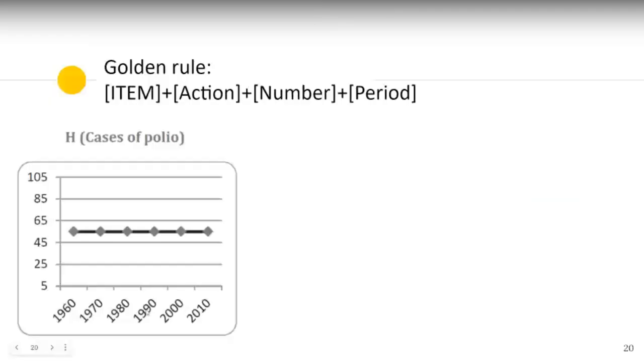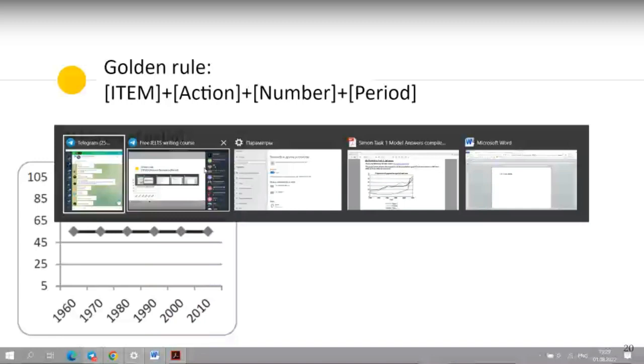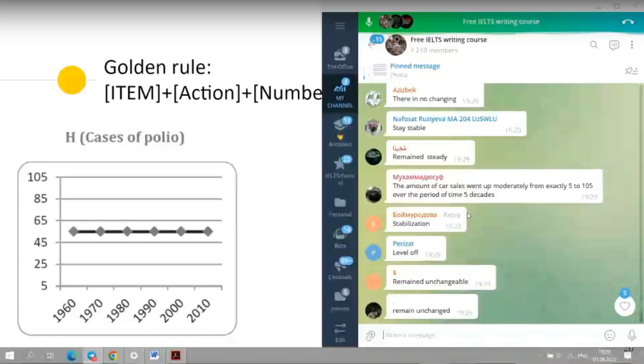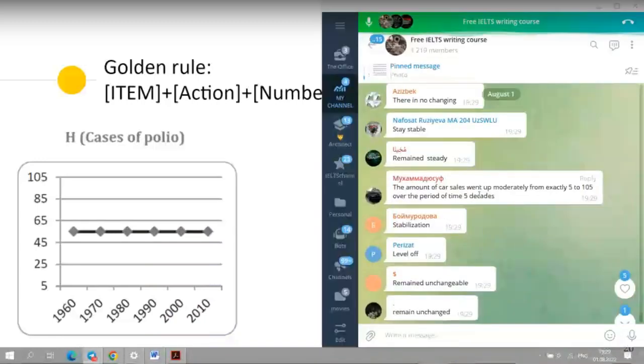All right, let me read your examples. "The amount of car sales." You shouldn't say the amount because the amount is used with uncountable nouns. It's better to say the number of. Actually, maybe amount, but this one is about cases of polio. This one is different.